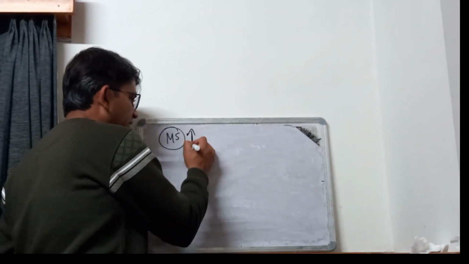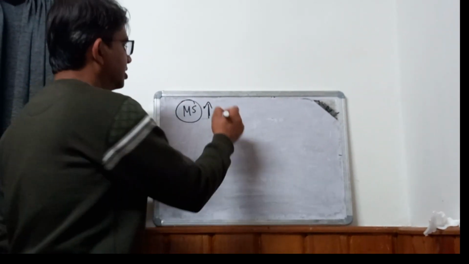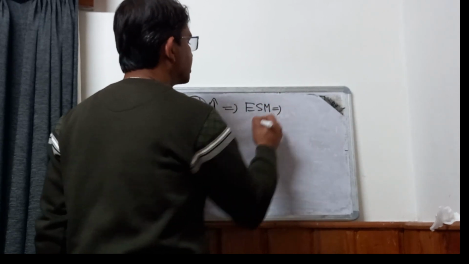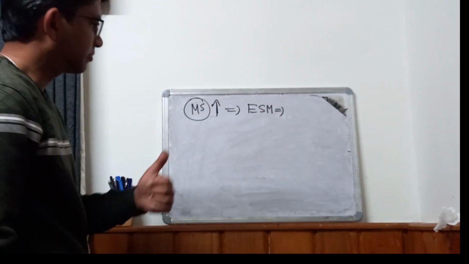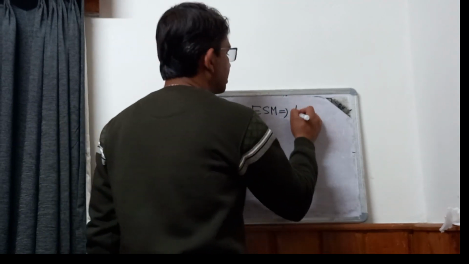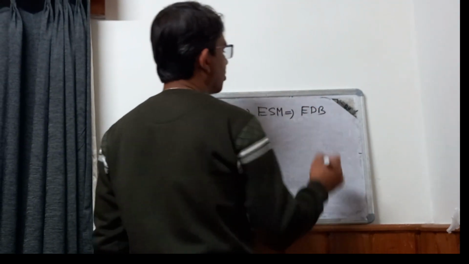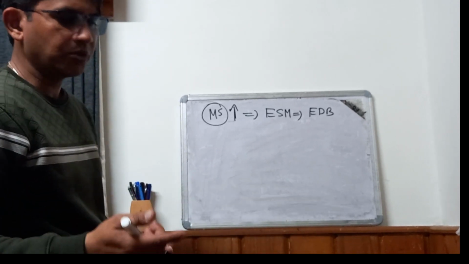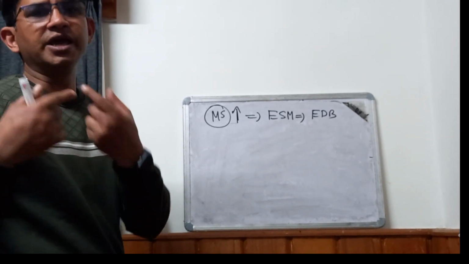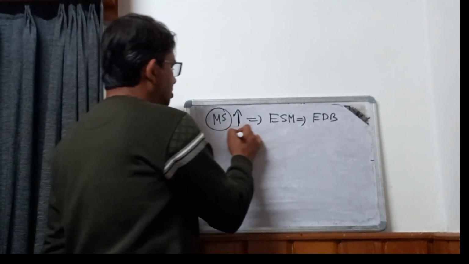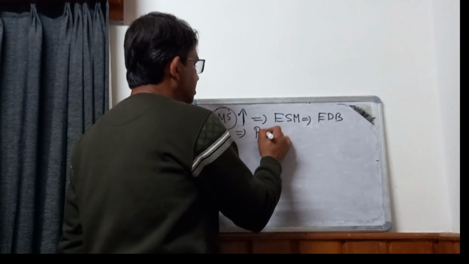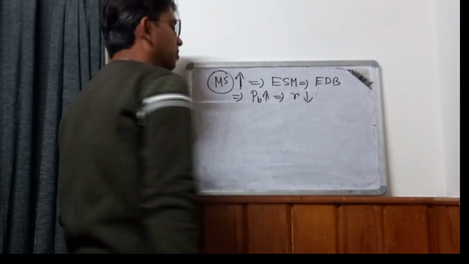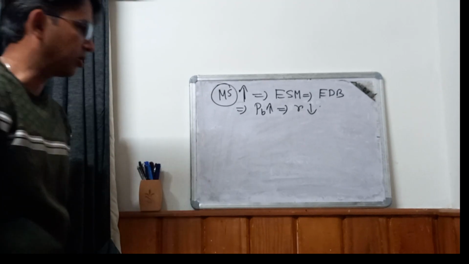So first, if the money supply rises, what will happen? Immediately it will create an excess supply situation in the money market. And as there is an excess supply situation in the money market, there will be an excess demand situation in the bond market, because people will try to purchase more bonds out of their extra money in hand. So bond prices will rise, and consequently we know that if bond price rises, the rate of interest will fall.